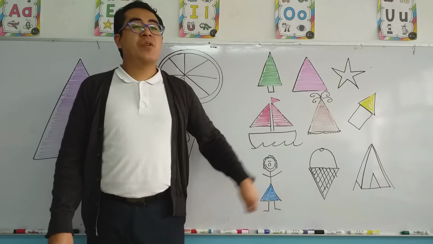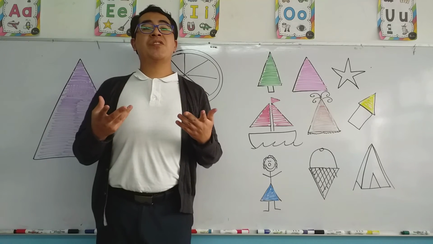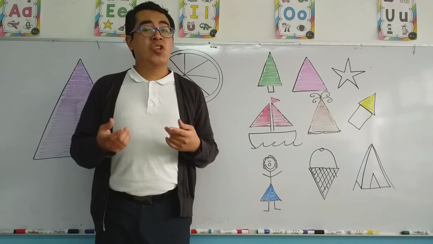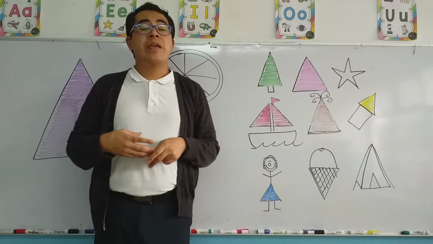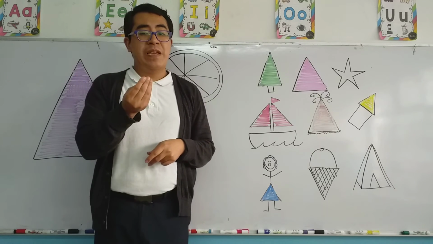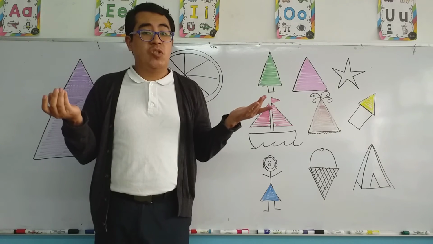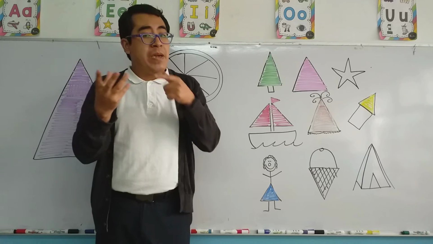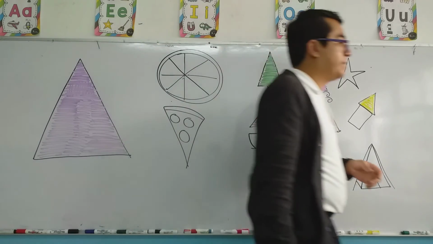Then we continue with the ice cream. Now for the ice cream, remember, just the cone of it is a triangle. The cone, it's part of the ice cream and it's made of cookie, so it's very delicious. Now the cone, because it's cookie, it's color brown.